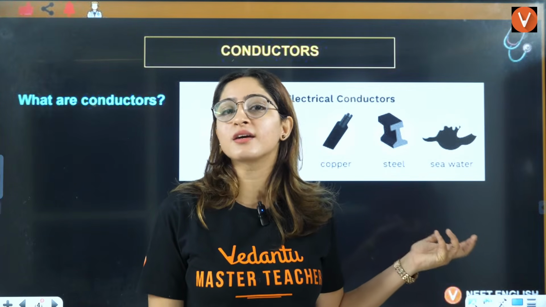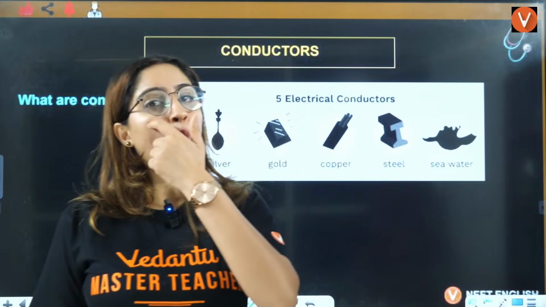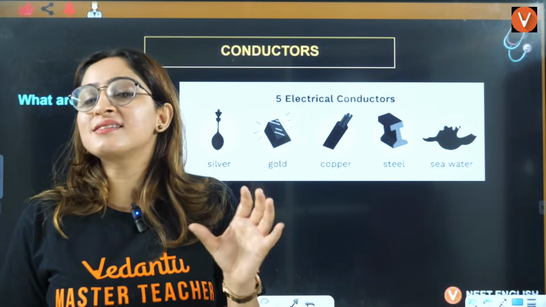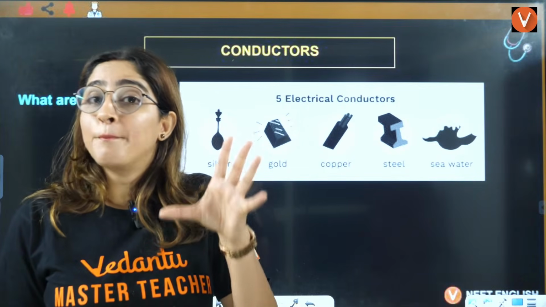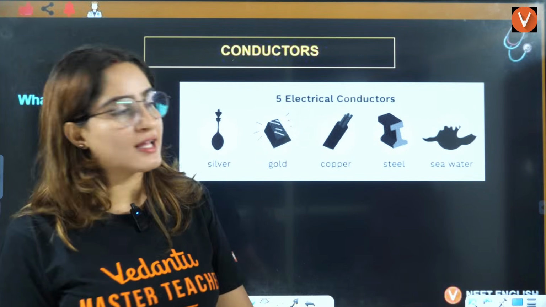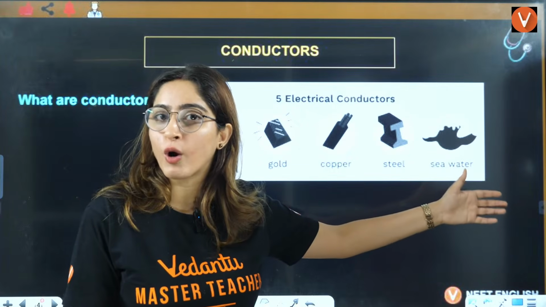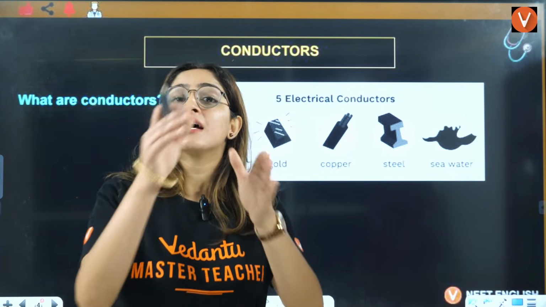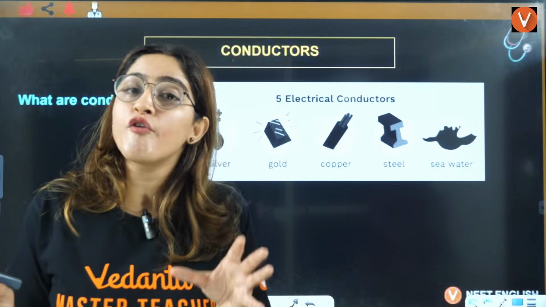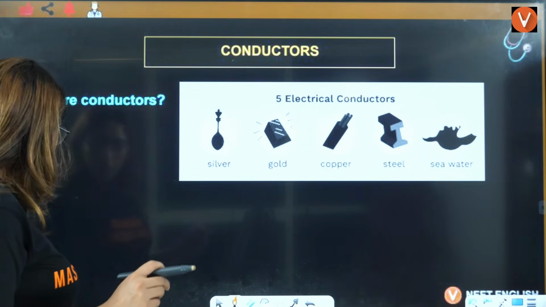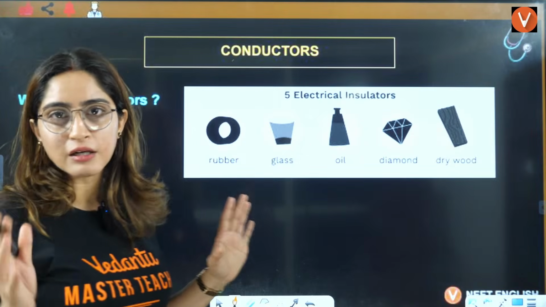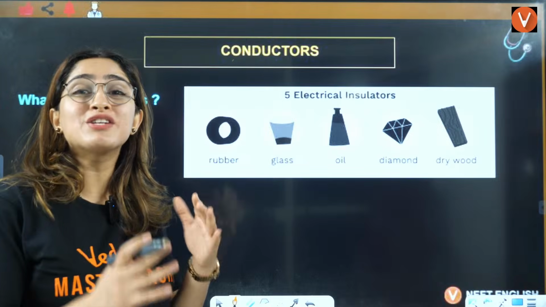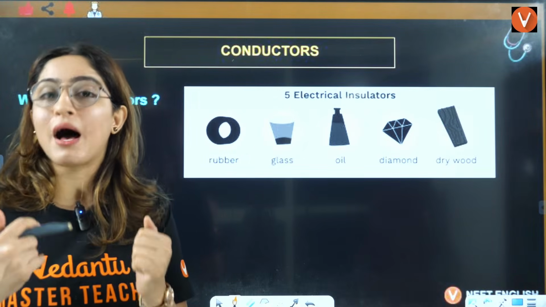Why is sea water a conductor? Because in simple water, we add NaCl into it. See, simple NaCl is not a conductor. But an aqueous solution of NaCl, for example sea water or ocean water that has salt in it, is a good conductor of electricity, right? So these are some of the conductors in our daily life, and these are the insulators, right? Which do not allow electricity to pass through them.